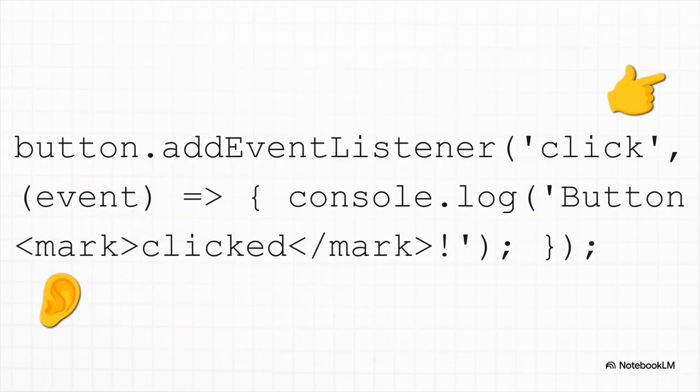And here's what that looks like in actual code. This is the classic, most common way to do it. We're telling the browser, hey, go find this specific button for me. Attach this listener to it, and when you hear a click event on it, run this little function. Now here, we're just logging a simple message. But that function, it could do anything. Show a pop-up, submit a form, play a video, you name it.